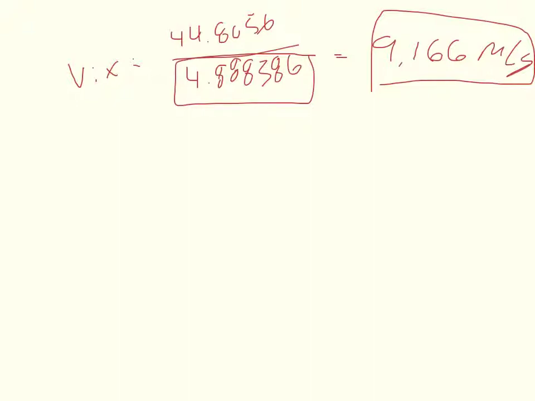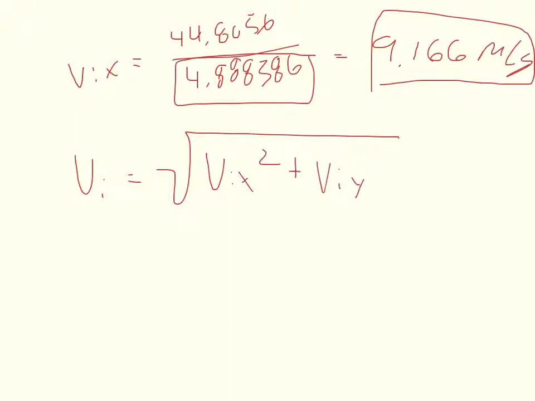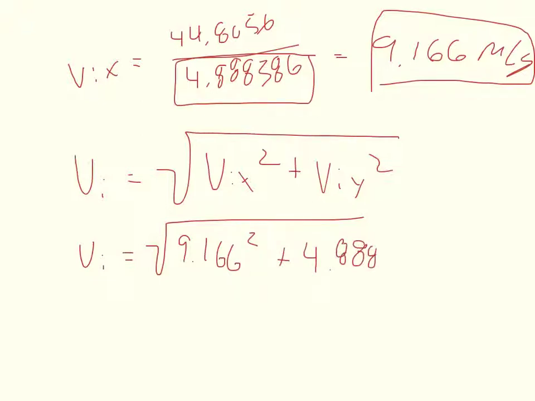And so now I can use the Pythagorean theorem to solve for the vector quantity of v initial. So v initial is equal to the square root of v initial x squared plus v initial y squared. So v initial is equal to the square root of 9.166 squared plus 4.888386 squared, which is equal to 10.39 meters per second.